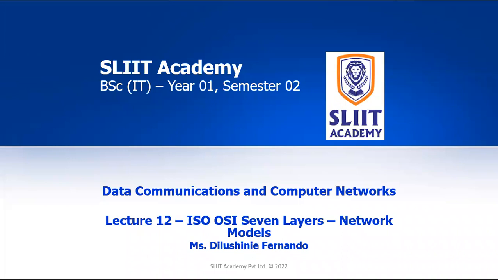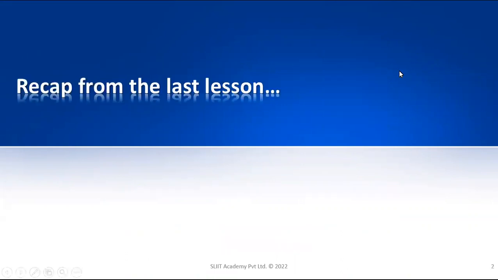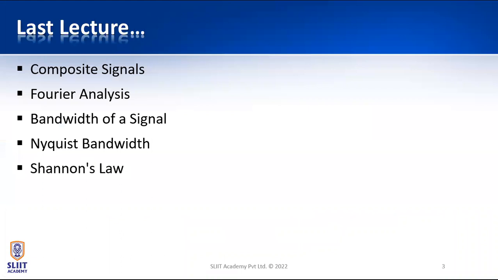But before learning about the physical and data link layers, you should have an idea about what this ISO OSI network model is. So the things that we discussed in the recently finished lecture: the bandwidth of the signal, composite signals, Fourier analysis, the bandwidth of the signal equation, the Nyquist bandwidth theorem, as well as Shannon's capacity or Shannon's law. These are the things that we discussed in the recently finished lecture, that is lecture number 11.